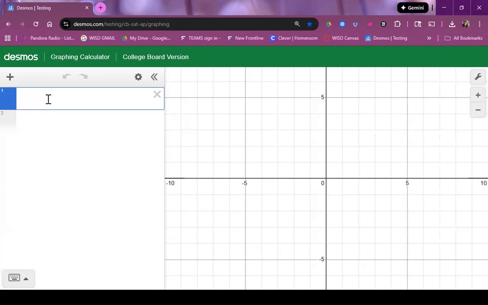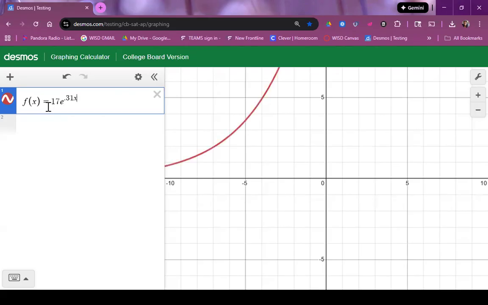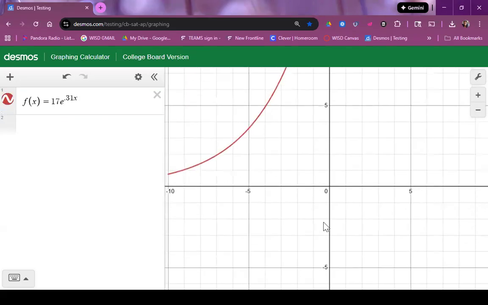All right. So here, when you are wanting to utilize the features that we were using with Sylvie, you have to make sure that you're inputting it as f of x. If you're not inputting it as f of x, you won't be able to use function notation to evaluate. Does that make sense? So I'm going to put in f of x equals 17 e to the 3100 t. Okay, there she is.